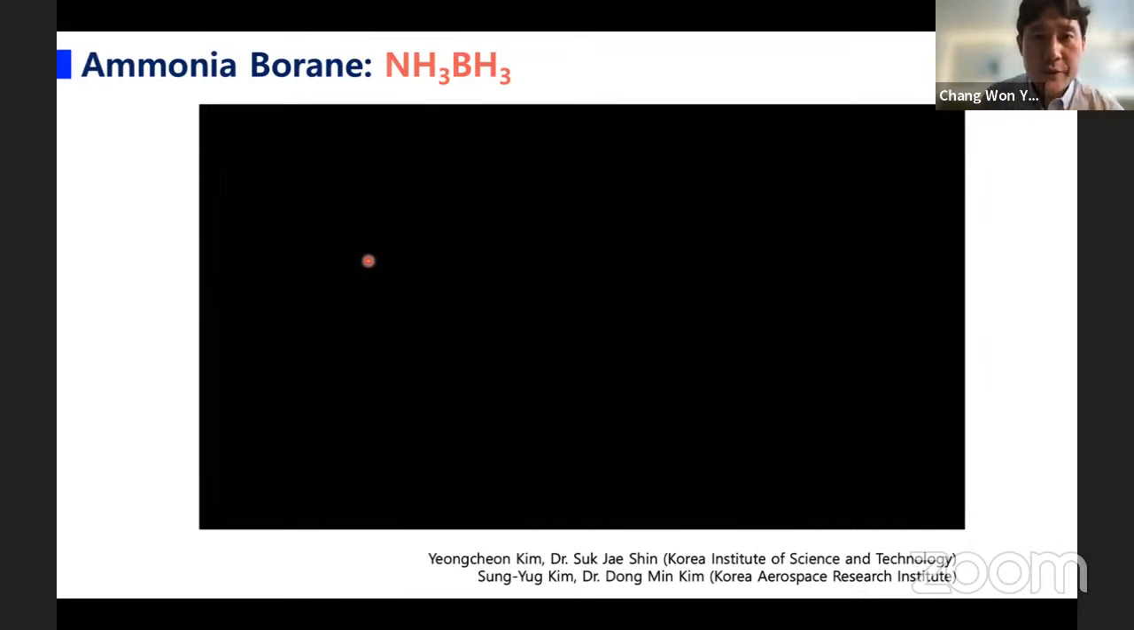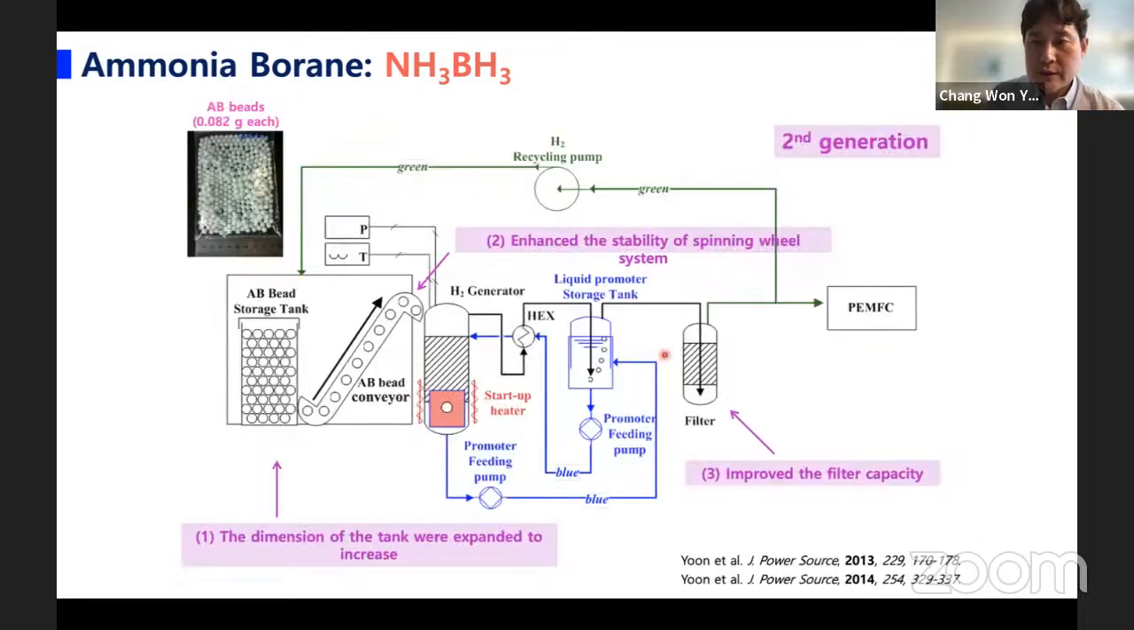Okay, sorry for this. The movie is not actually working, but the produced hydrogen was actually connected into a drone for flight. This work is in collaboration with the Aerospace Research Institute.